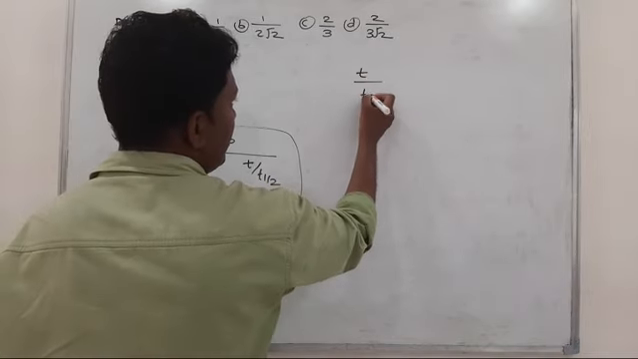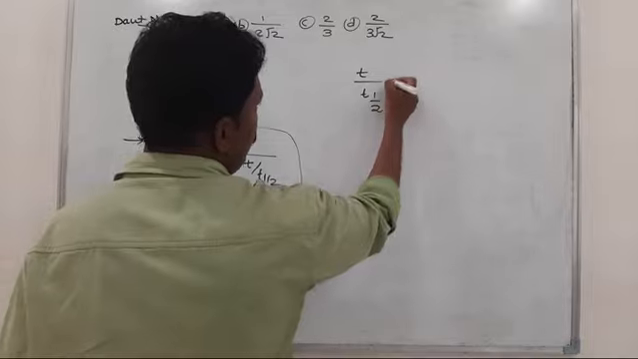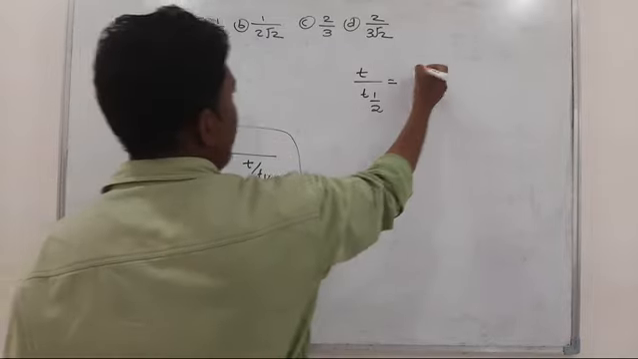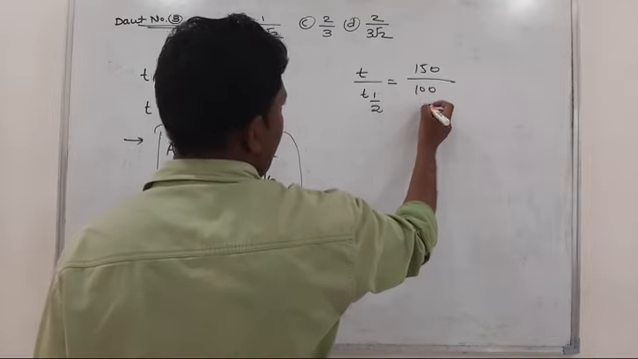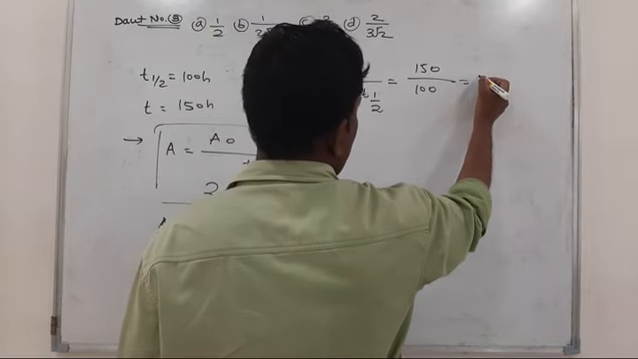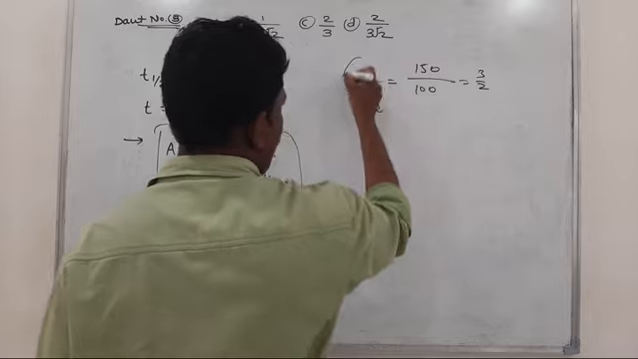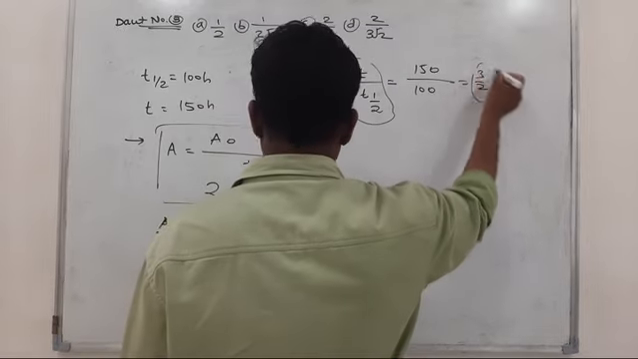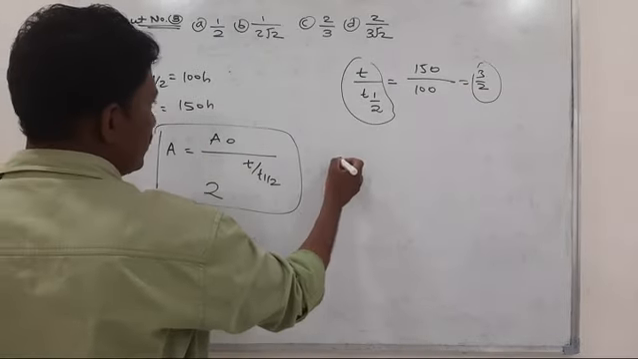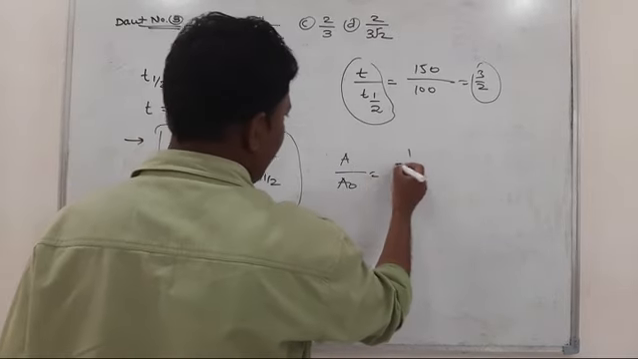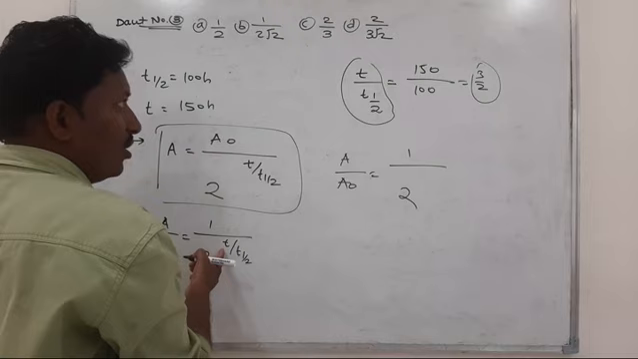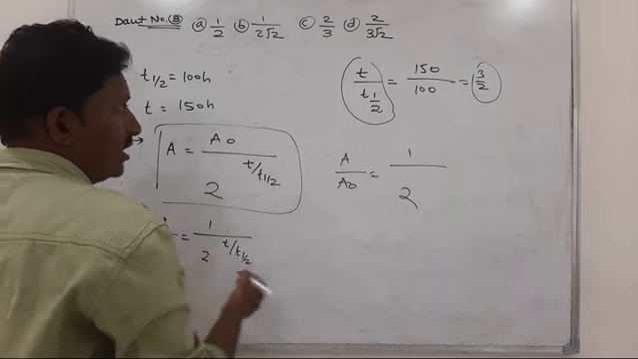T divided by T half: the value of T is 150 and T half is 100, so this is equal to 3/2. Okay student, then take this: A divided by A naught is equal to 1 divided by 2 raised to the value 3/2.